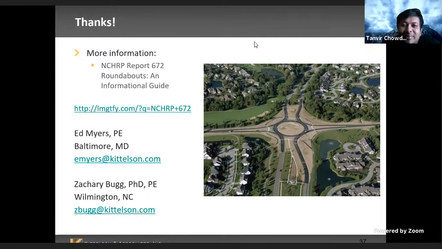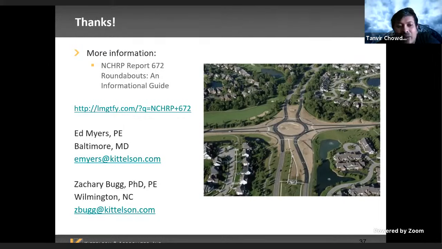Yeah, hi. Thanks for the nice presentation to both of you. It was an amazing, good idea for everyone, those who haven't gone through roundabout design and did not do any study with roundabouts previously.